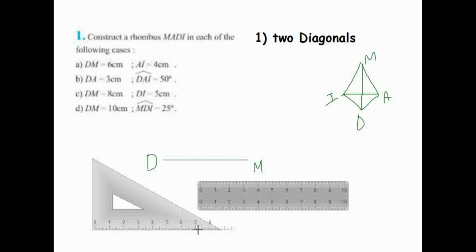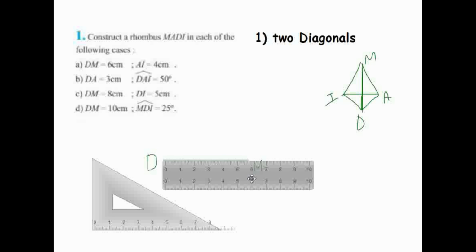Now after we have drawn this diagonal, we are going to draw the second diagonal, which is AI. Remember, MD and AI are in reverse, but it doesn't matter. So we draw DM first, and now we are going to draw AI. Remember that they bisect each other, meaning they cut each other at the midpoint. So we go to the midpoint of DM. It is 6 centimeters, the midpoint is at 3 centimeters, and we are going to mark this. This is our mark, at 3 centimeters, the midpoint.